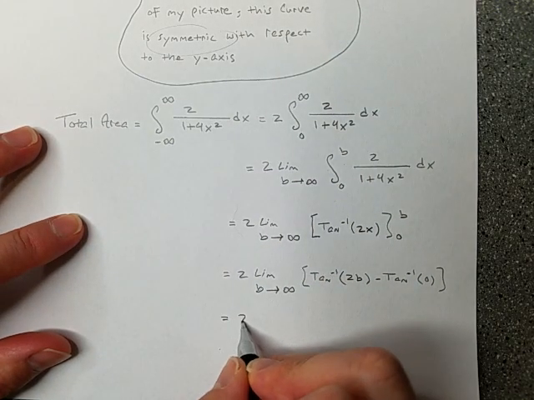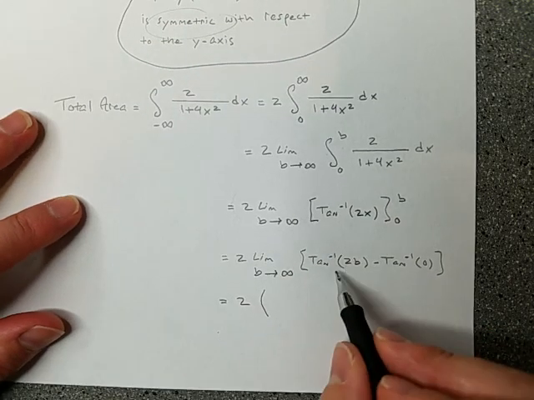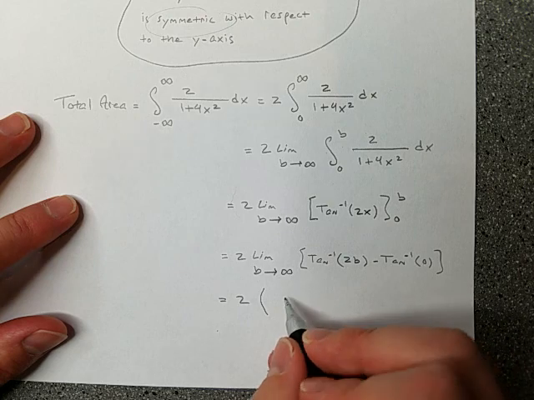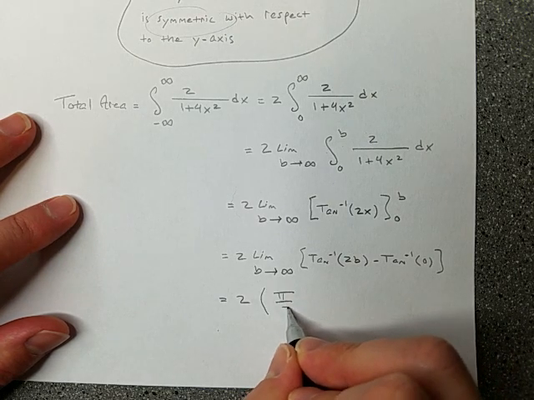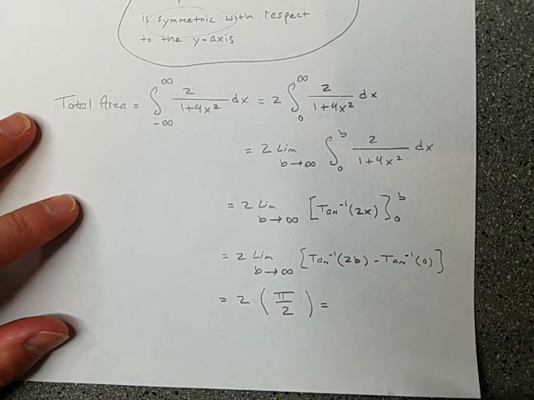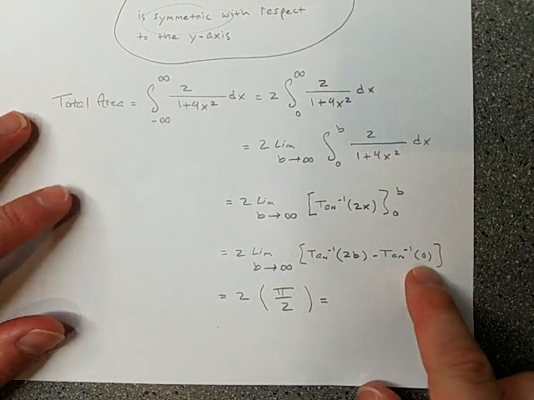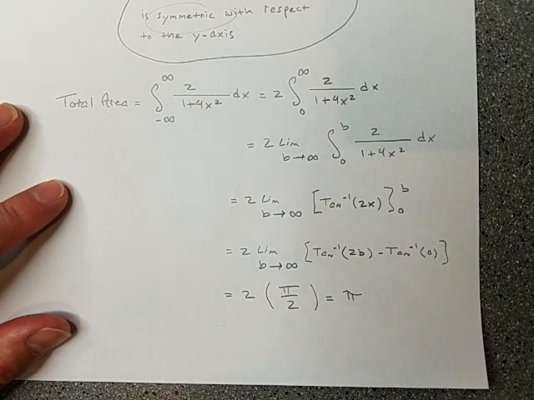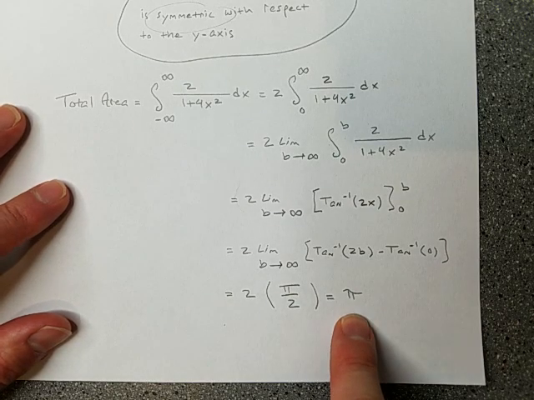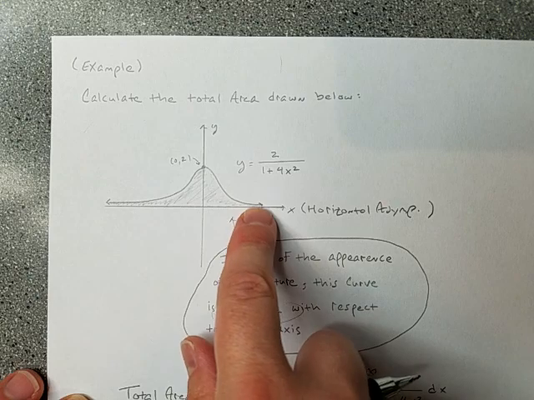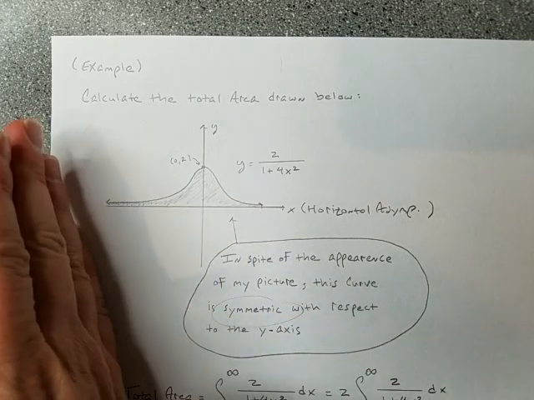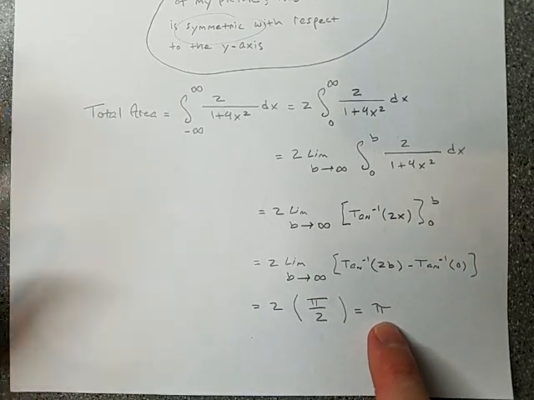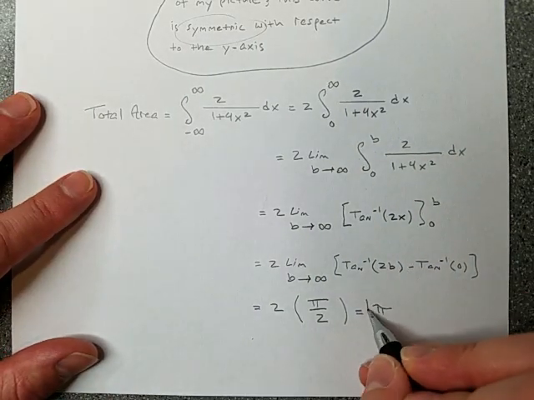So I'm going to get 2, and when I calculate that limit, I'll get pi over 2. Then tangent inverse of 0 happens to be 0. So this is just going to be pi. So the total area under this curve, from negative infinity to infinity, the whole thing, is 3.14 square units, 3.14 units of area.